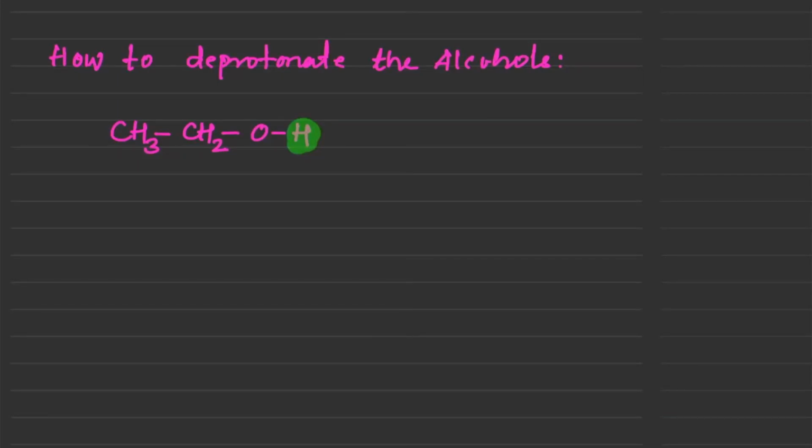Hello everybody. In this video we will discuss how to deprotonate an alcohol. So we have an alcohol, our favorite alcohol molecule, ethanol. Ethanol has an acidic proton. So if you want to deprotonate, what do we need? Remember our Gen Chem? If you want to deprotonate an acid, you need a base. Alcohol has a very weak acidic proton, so we need a very strong base.